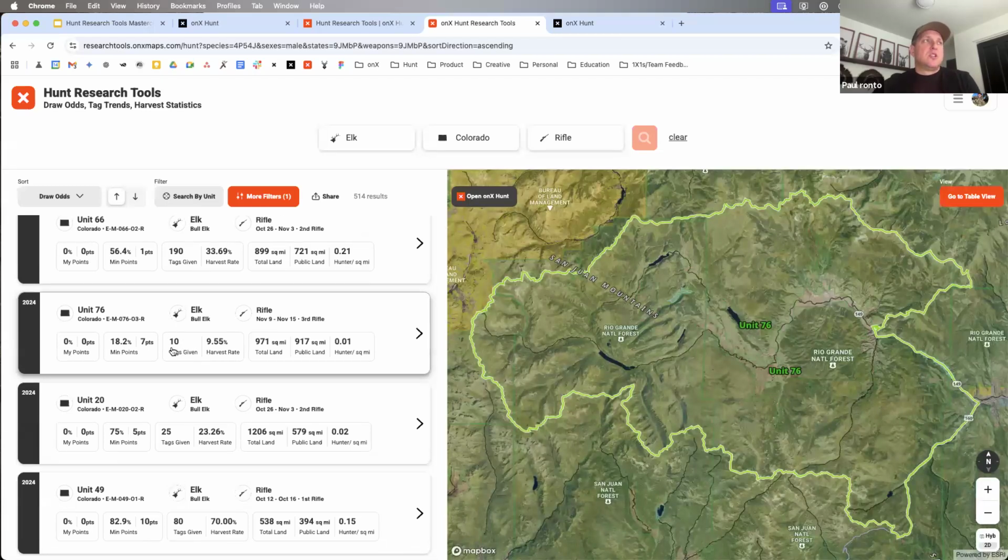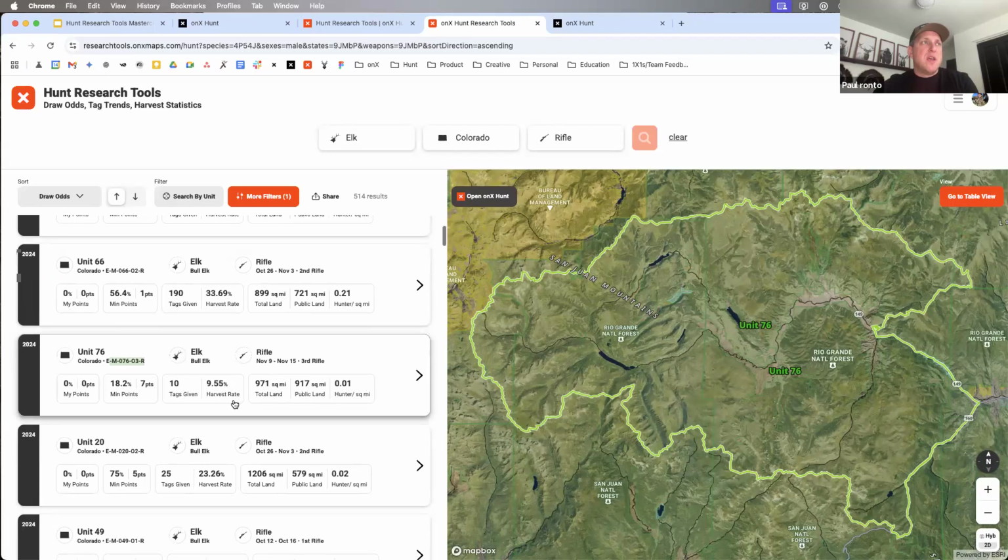Here's the quota. So moving on, we'll talk about the quota. This unit had 10 tags, or this hunt code had 10 tags. The harvest rate, so this had about a 10% harvest rate. And then we've got some land metrics. So this unit, unit 76, is a total square mileage of 971 square miles. It's almost all public land. As you can see, it's all in the National Forest. And because there was only 10 tags, this had a very low hunt pressure score.